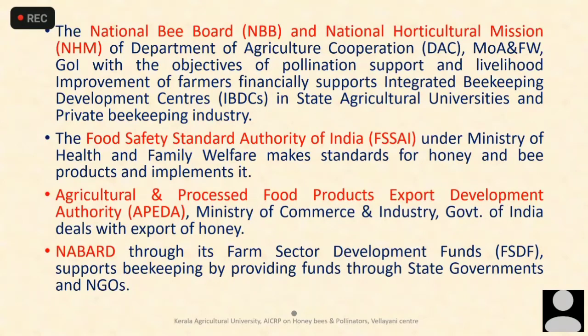And another agency involved in this is the Food Safety and Standards Authority of India, FSSAI, which comes under the Ministry of Health and Family Welfare, and they are primarily making standards for honey and bee products, and also implementing them effectively. And the next one is APEDA, that is the Agricultural and Processed Food Products Export Development Authority, which comes under the Ministry of Commerce and Industry, Government of India, and they primarily deal with the export of honey.